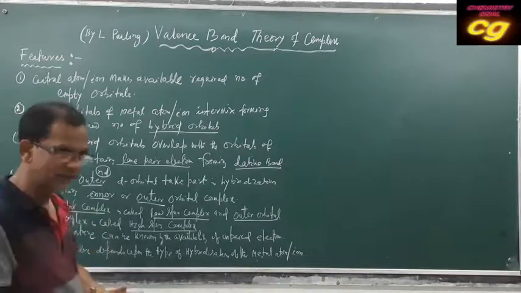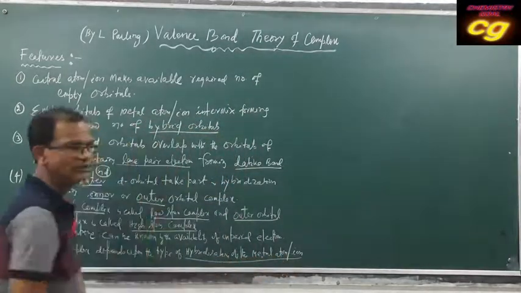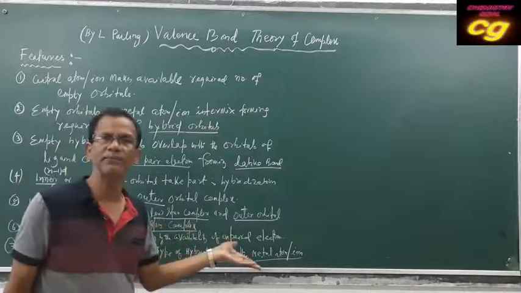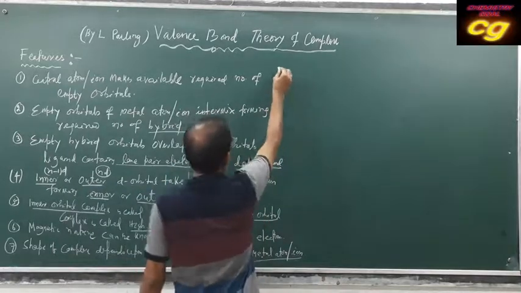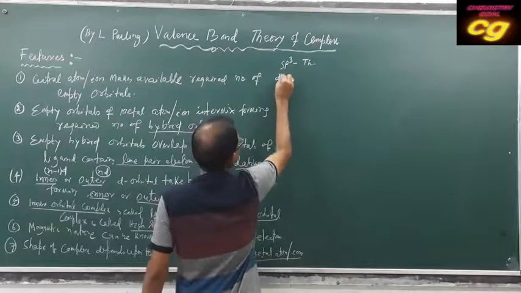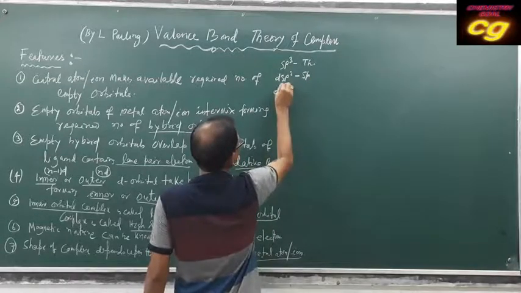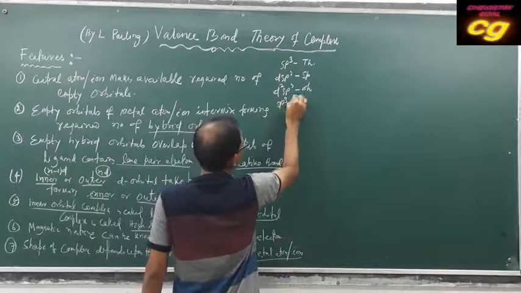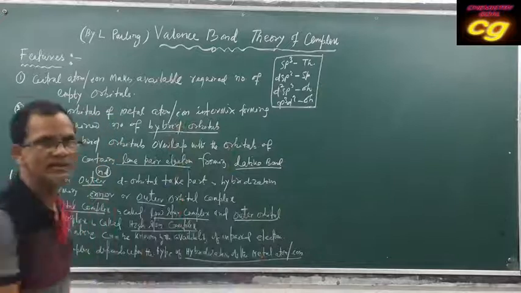And the shape of the complex depends upon the hybridization of the metal atom. Generally, what type of hybridization it produces decides the shape; it may be octahedral, tetrahedral, or square planar. Generally, this concept we have to know: sp3 means tetrahedral, dsp2 means square planar, d2sp3 is octahedral, and sp3d2 is also octahedral. This is a very important concept of valence bond theory.